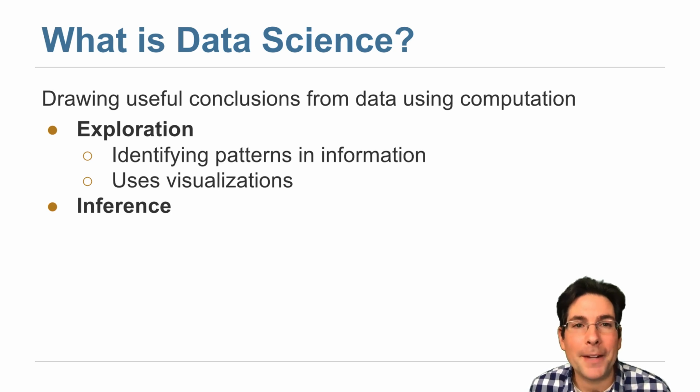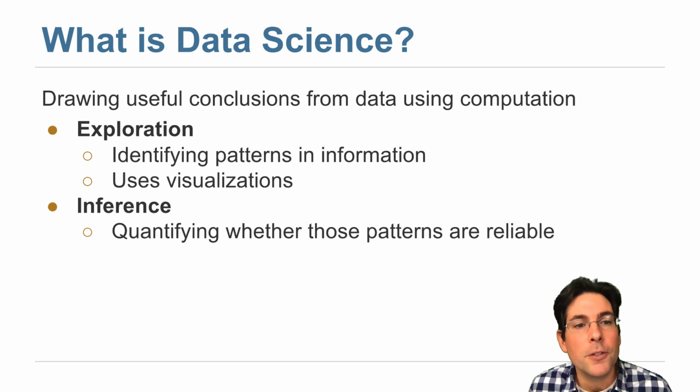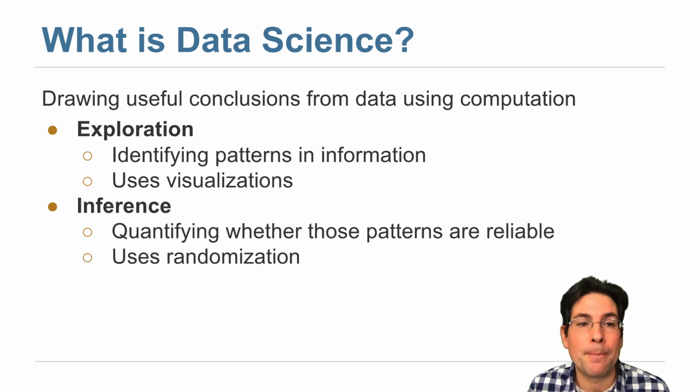Once we've found a pattern, we need to perform statistical inference. And that's because some patterns are there just by chance, and some are there because they're a reflection of some underlying process that's really interesting about the world. So the goal of statistical inference is to quantify whether the patterns that we observe during the exploration phase are reliable. If we collected more data, would we see this pattern again or not?